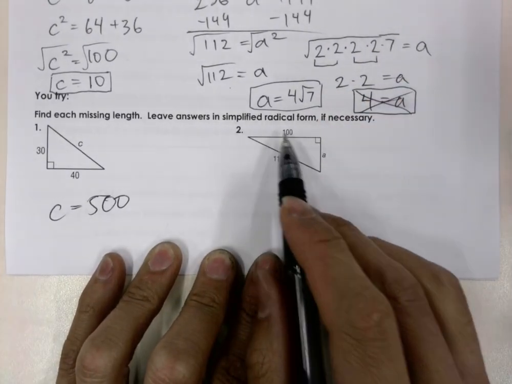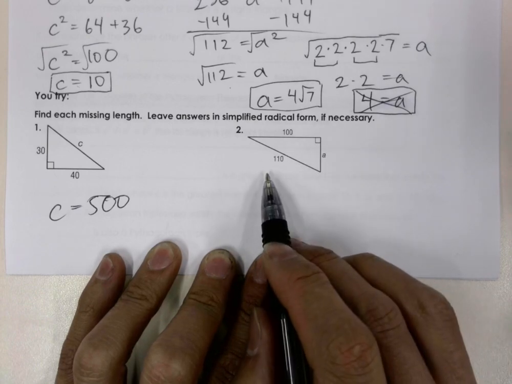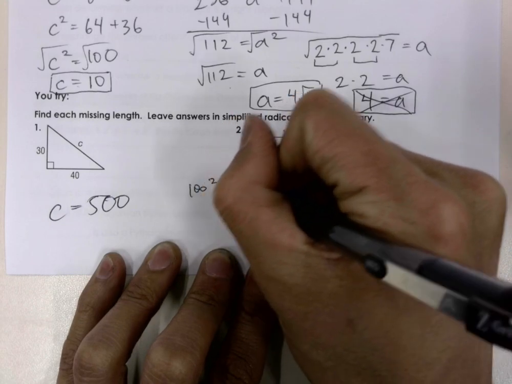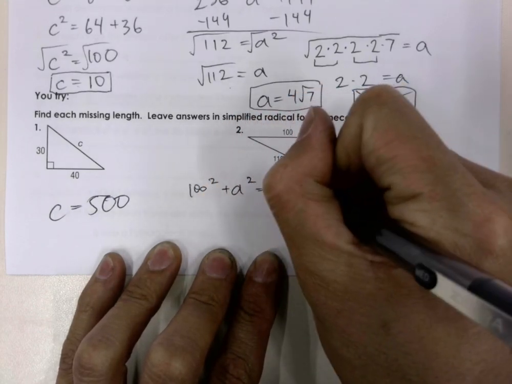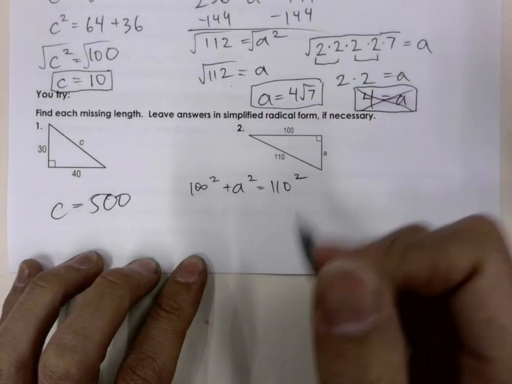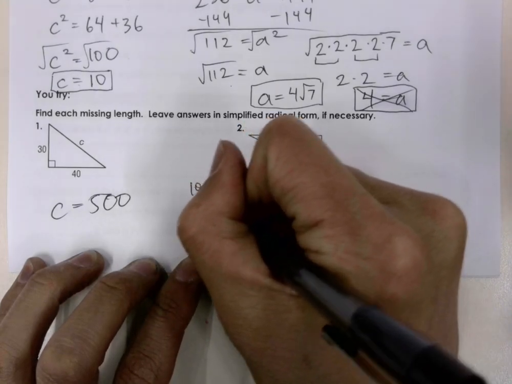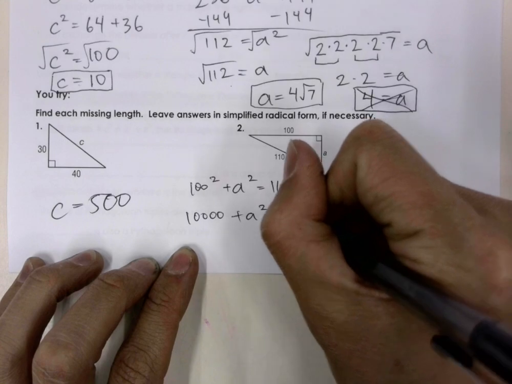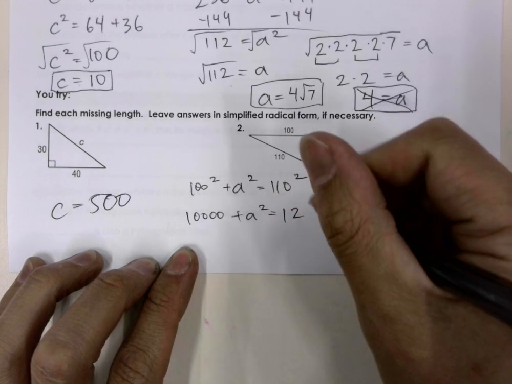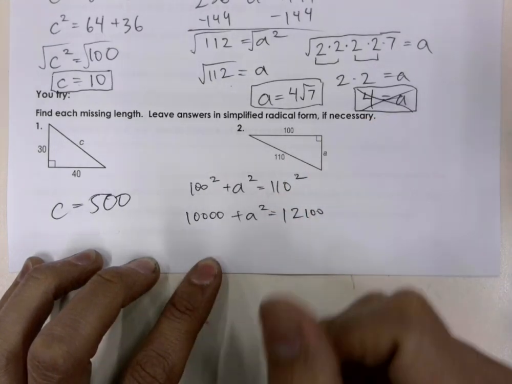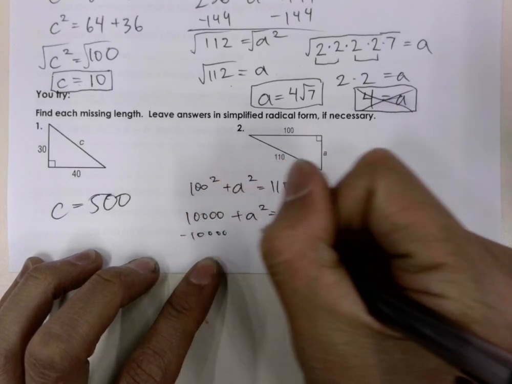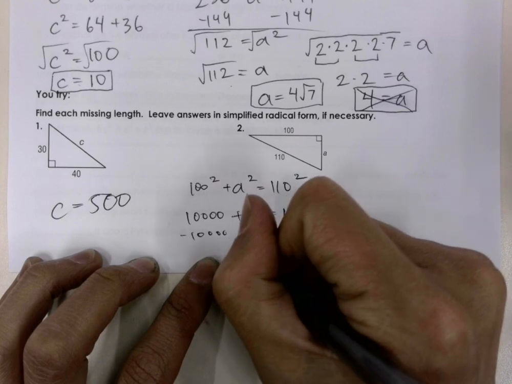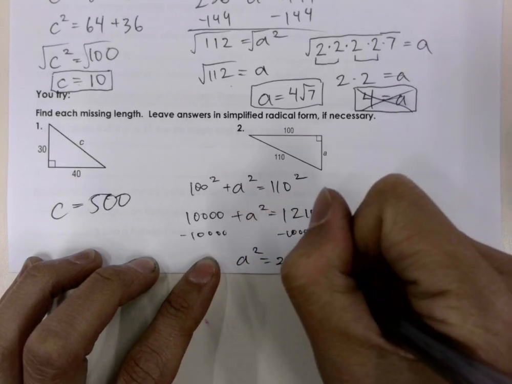What we have is leg squared plus leg squared is equal to hypotenuse squared. So that would be 100 squared plus a squared is equal to 110 squared. So we'll work that out in the calculator, and you get 10,000 plus a squared is equal to 12,100. Then we subtract the 10,000 from both sides, like so, and we get a squared is equal to 2100.